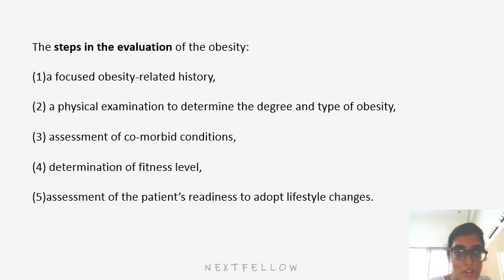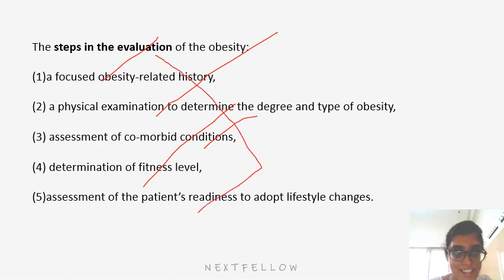The steps in the evaluation for obesity are to focus obesity-related history, physical examination to determine the degree and type of obesity, assessment of comorbid conditions, determine the fitness level, assessment of the patient's readiness to adopt lifestyle changes.